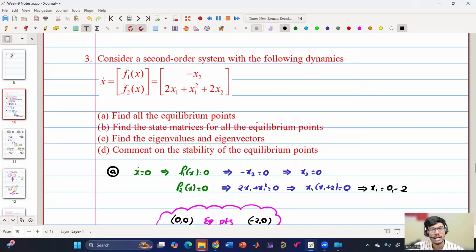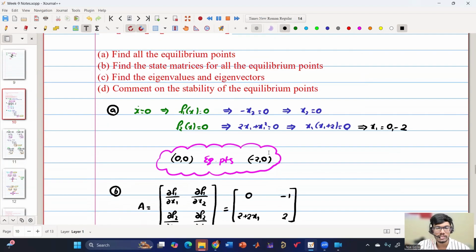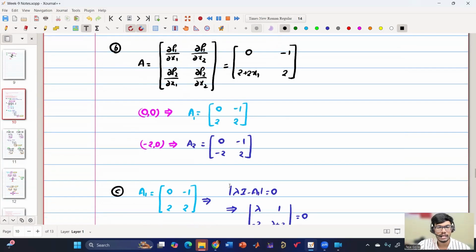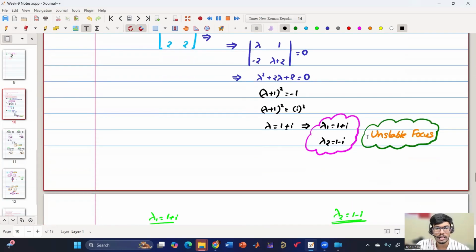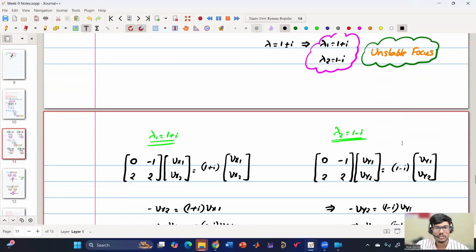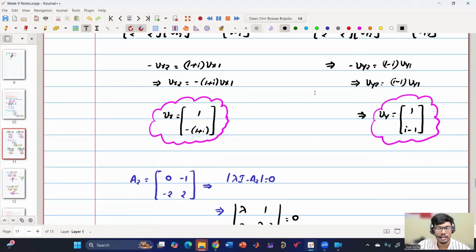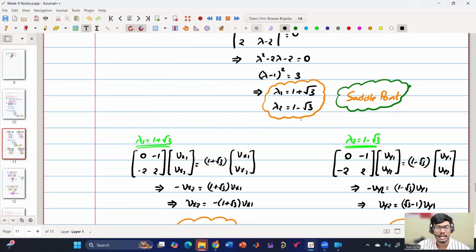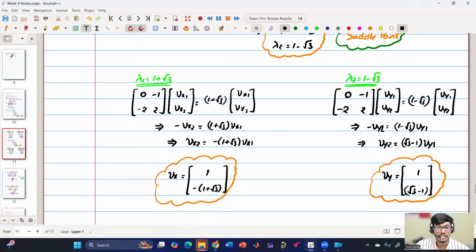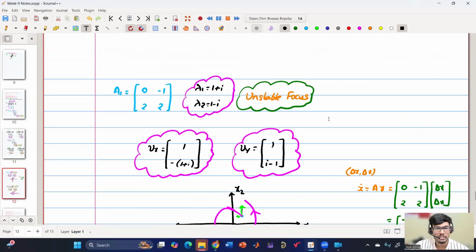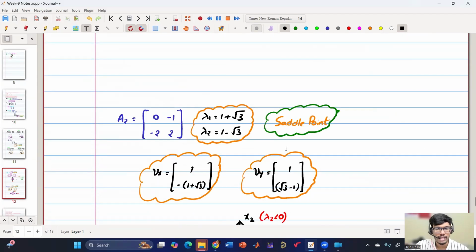What we have done is first find the equilibrium points by equating x dot equal to 0. I got two equilibrium points. Then I linearized it to get the A matrix for each of the equilibrium points, so we got two A matrices. For each A matrix, I calculated the eigenvalues and commented on the stability, and for each eigenvalue, I got eigenvectors. So for the first A matrix, I got two eigenvalues and two eigenvectors. Similarly, for the second A matrix, I got two eigenvalues as well as two eigenvectors. So this is the summary. This is for the first equilibrium point, and this is for the second equilibrium point.